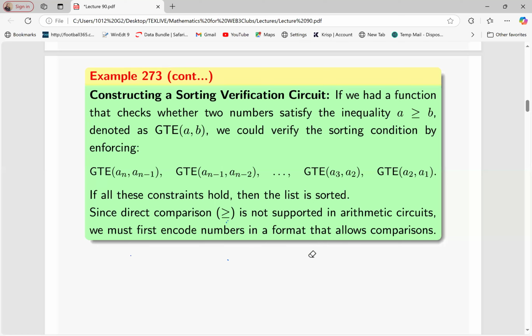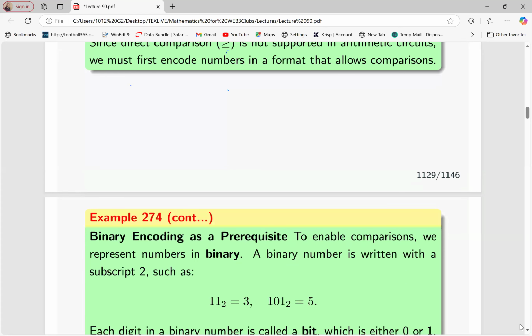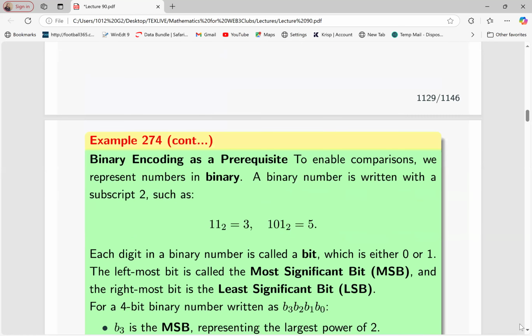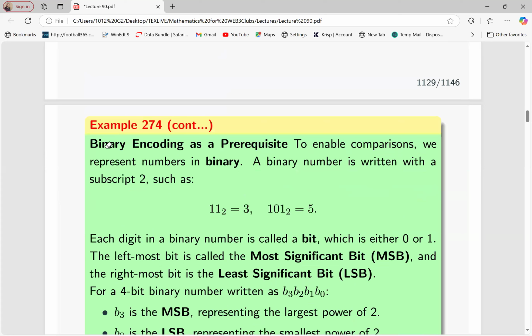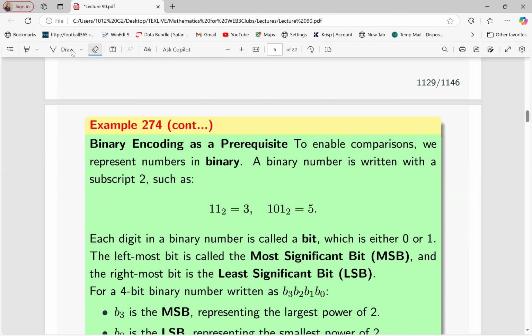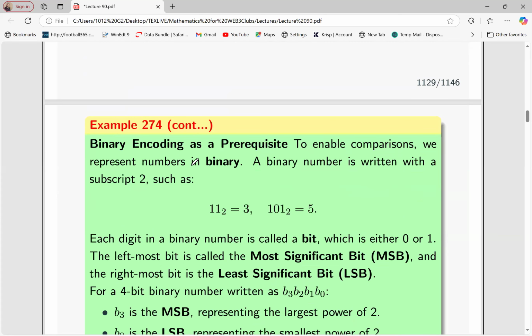But now it becomes necessary for us to convert the values that we have to binary, first of all. So that's why I say here that we need to learn how to do binary encoding, because that will be a prerequisite. You can never compare two values in an arithmetic circuit unless you first convert them to binary. Once you convert them to binary, it becomes easier. So to enable comparisons, we represent our numbers in binary.